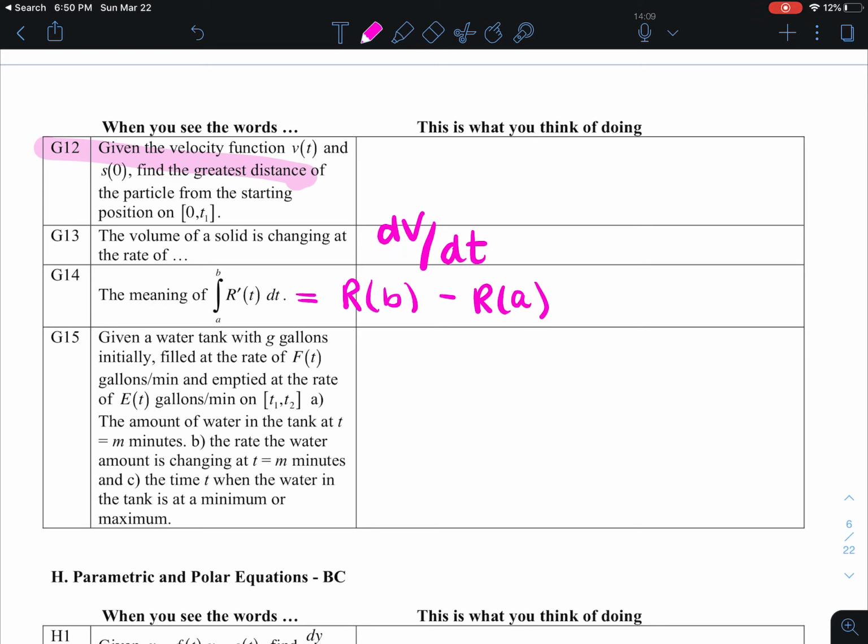What we won't see is the accumulation one. So where we see R of A plus the integral from A to B of R prime of T dt, I think those ones we won't be seeing. And then G15's out too. Okay, so that sums up our if you see this, think this portion of our review.